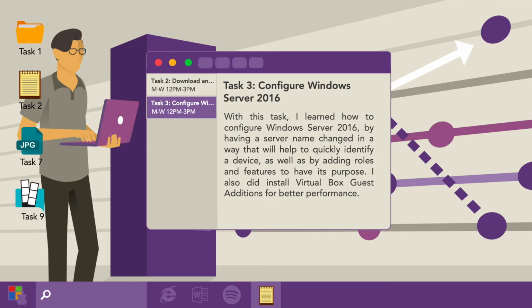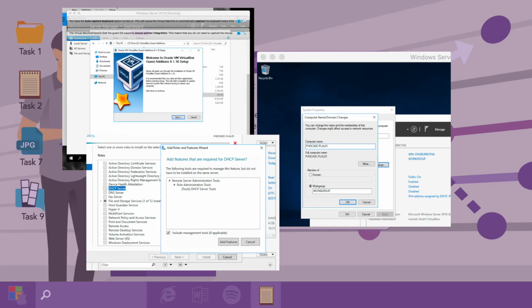For task 3, configure Windows Server 2016. With this task, I learned how to configure Windows Server 2016 by changing the server name in a way that will help to quickly identify the device, as well as by adding roles and features to give it its purpose. In here, I installed the VirtualBox Guest Additions, changed the server name, and added roles and features.